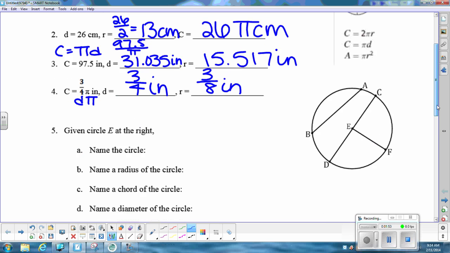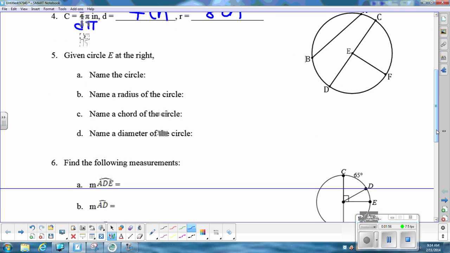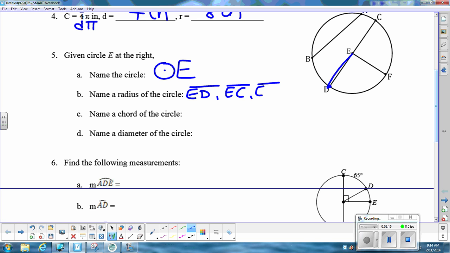We continue on. Looking at circle E, we want to name the circle. Remember, we name a circle by its center point. So that is circle E. To name a radius of the circle, we need to go from the edge of our circle to the center. So an example would be ED. You would also have EC and EF. All those are examples of your radius. You only need one. I'm giving you all 3.